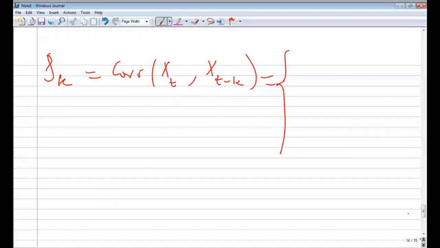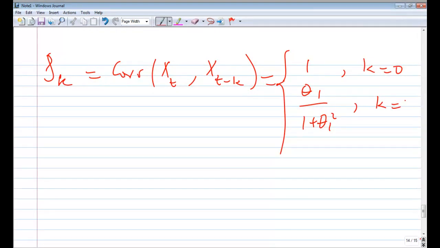So now we are generalizing. We have got 1 for k equal to 0, and then theta 1 over 1 plus theta 1 squared for k equal to 1, isn't it? And 0 otherwise. So this is the autocorrelation function of the moving average of order 1.